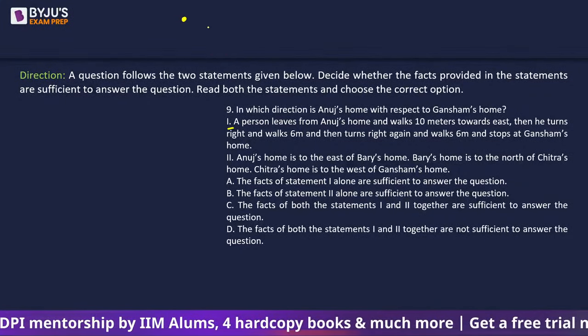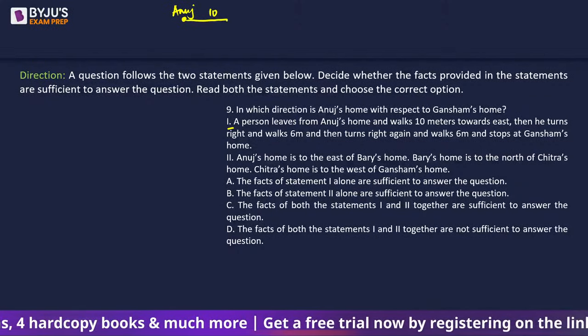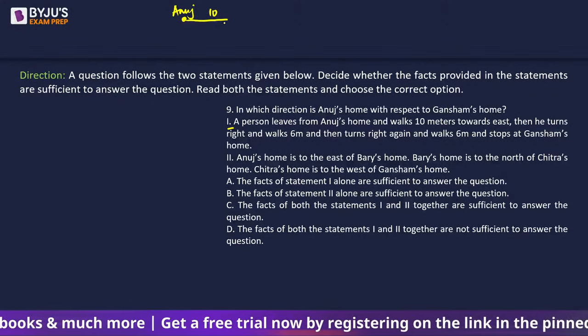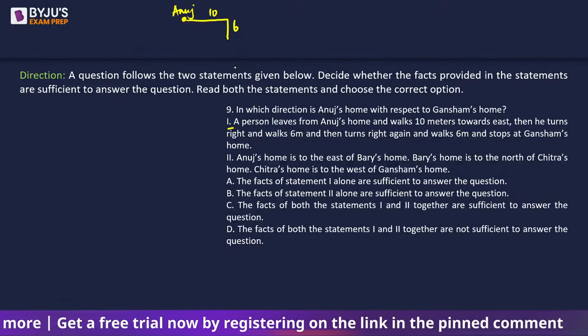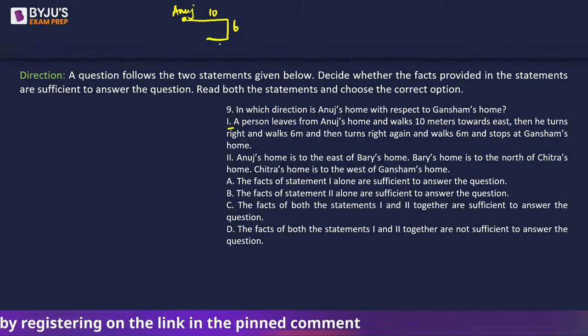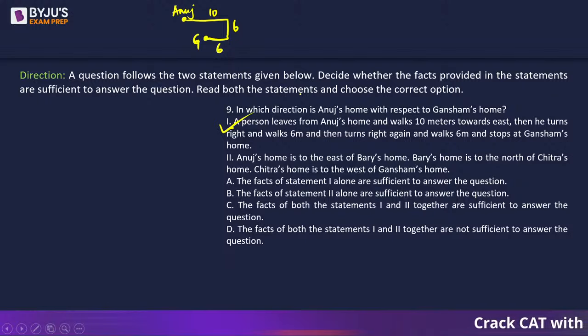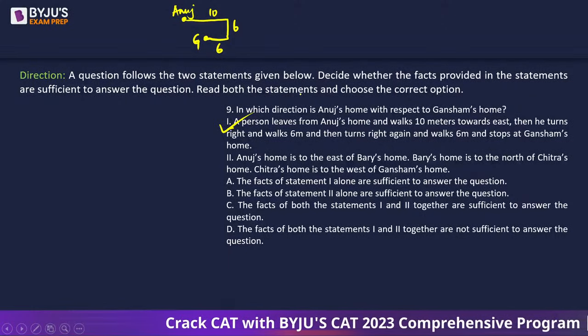So this is where Anud's home is. A person walks 10 meters east, takes a right turn, walks 6 meters, again takes a right turn, walks 6 meters, and stops at Ghanshyam's home. So looking at this particular scenario, we can figure out what direction it is. क्या direction है वो मत कोशिश करो find out करने का. You have got a specific initial point and a specific destination, right? So first से तो answer आ जाएगा.